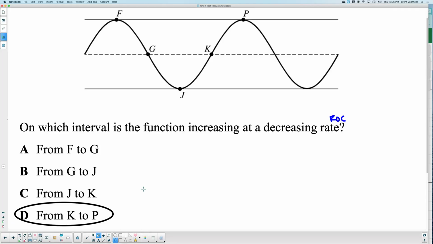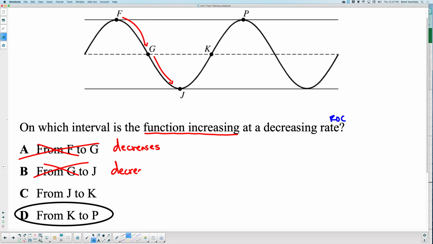Okay, one thing at a time. Let's start first with the function increasing. What does it mean about the function increasing? Going up. From F to G, do we go up? No, here the function decreases, so it is out. How about from G to J? We are still decreasing, so that is out. How about from J to K? We're increasing, and K to P? Increasing. So both of these are increasing.